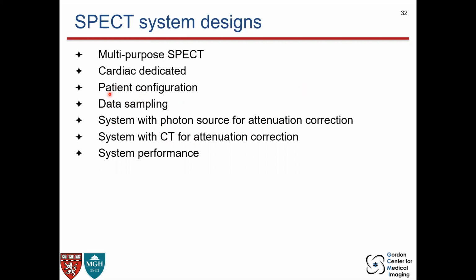So when you're thinking about SPECT system designs, you have to think about what type of patient configuration we are talking about, and the data sampling, and whether we want a system with a transmission photon source for attenuation correction, or just combine it with a CT. And you have to think about multiple parameters, and at the end of the day, it goes back to what is needed for your imaging, for your medical center, for your nuclear medicine division. What do they want to use the SPECT system for?